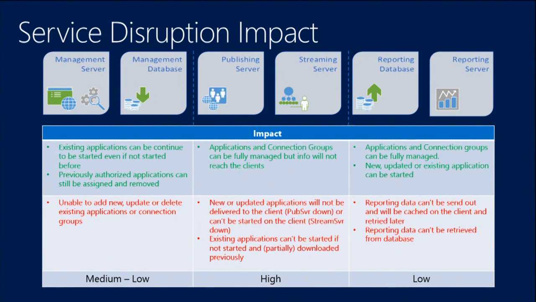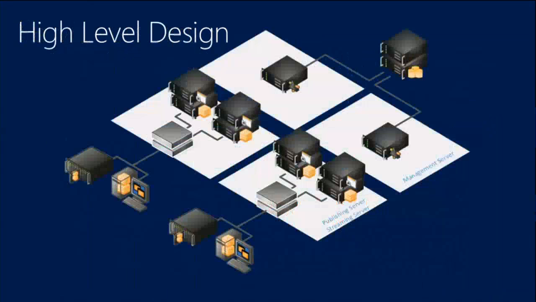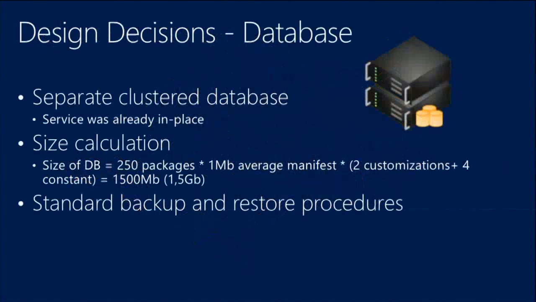However, if the publishing server and the streaming server are down, then we had no applications at all. So that has a very high impact. The reporting server we didn't use because there was another reporting solution in place. But I would argue that one is also low, because reporting data is cached on the client anyway if it cannot connect. So we came up with this high-level design, and it's not the only design that you could think of, but let me walk you through some of the components that we built.